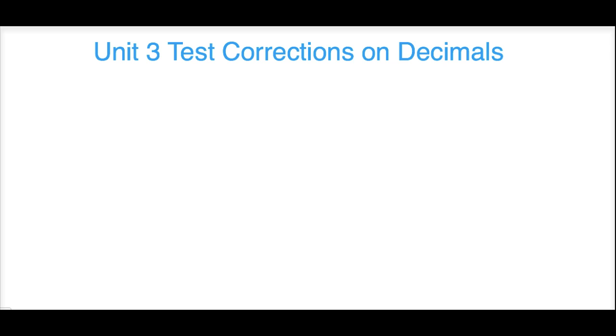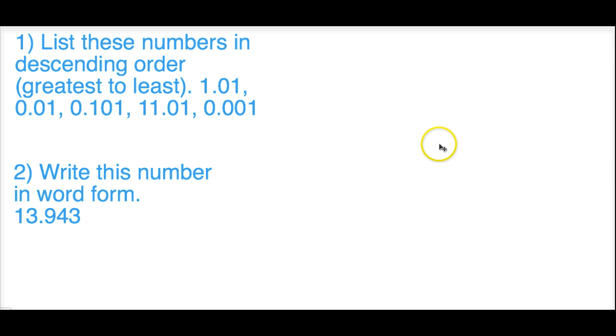Let's get started. So the first question, list these numbers in descending order. That's greatest to least. So we're gonna come over here. I'm gonna write these numbers down vertically.